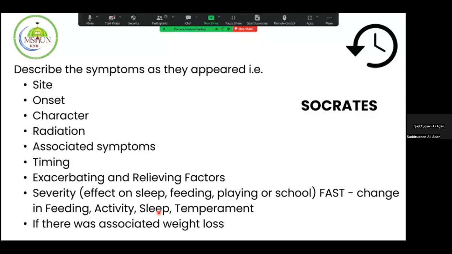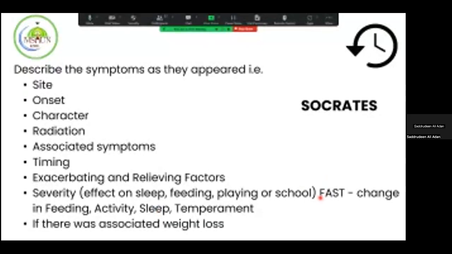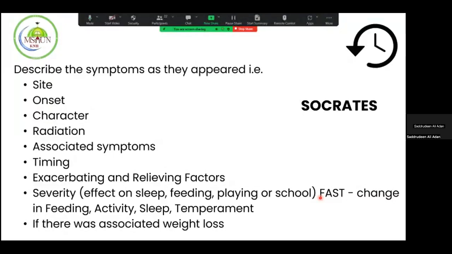So severity, that one you can use the mnemonic first. It means that if you cannot tell a baby, let's say a 3-year-old baby, is in pain. Yes, you can know they are in pain, but how are you going to know? You cannot ask the baby or the mother to tell you on a scale of 1 to 10 how the baby feels. No. You just check on the severity by looking at the feeding.